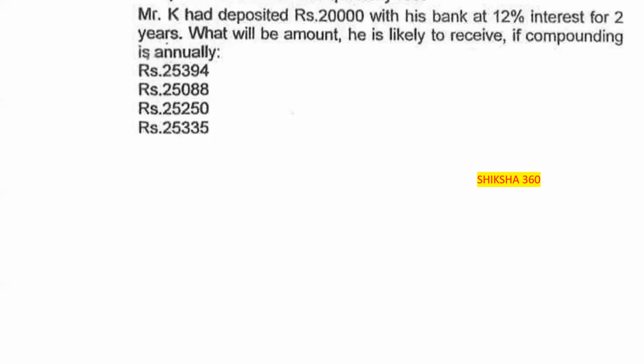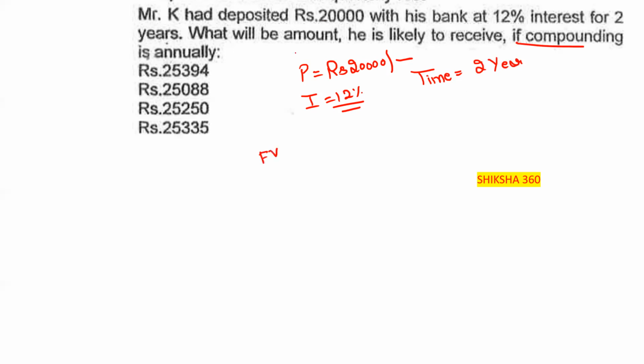So how much amount they have deposited, that is the principal here, is rupees 20,000. The interest rate here is 12%. Time here is 2 years. And here compounding is annual. So we have to calculate what amount he is likely to receive, that is, we have to calculate the future value. The future value is equal to present value into (1 plus r) power n.